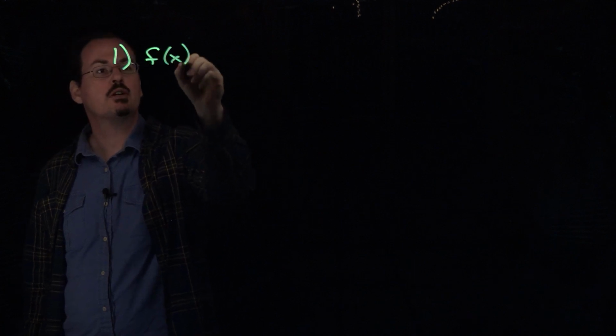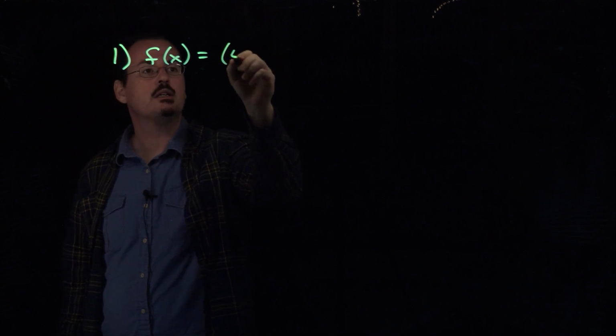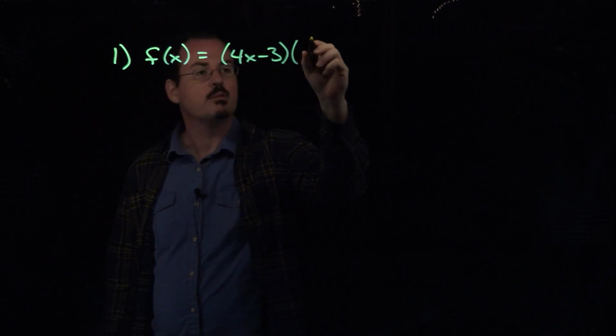Doing section 4.2, example 1. So hopefully you've read about the product rule in the book and then the top of the worksheet here. So for example 1, again this is section 4.2, we have a product given for our function: 4x minus 3, times 2x squared plus 1.